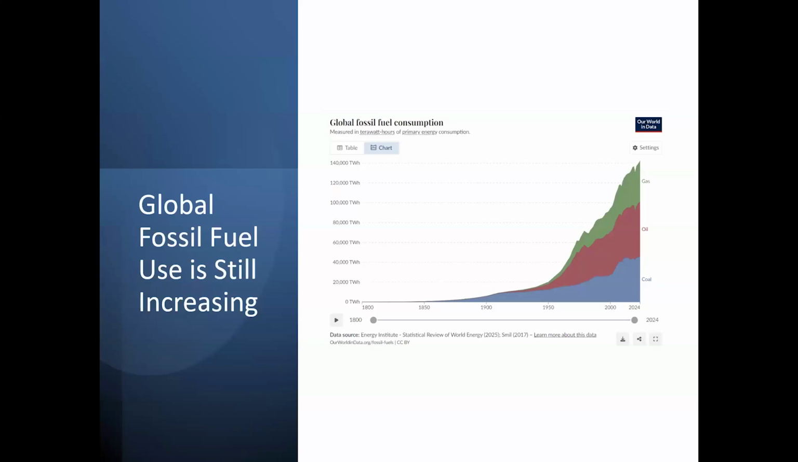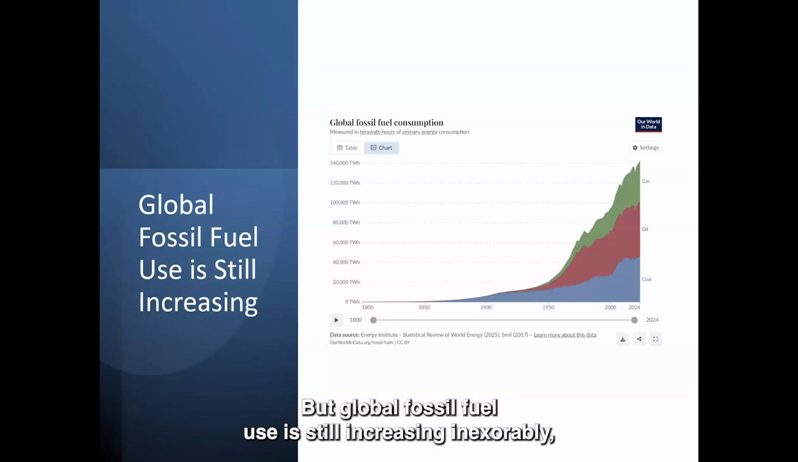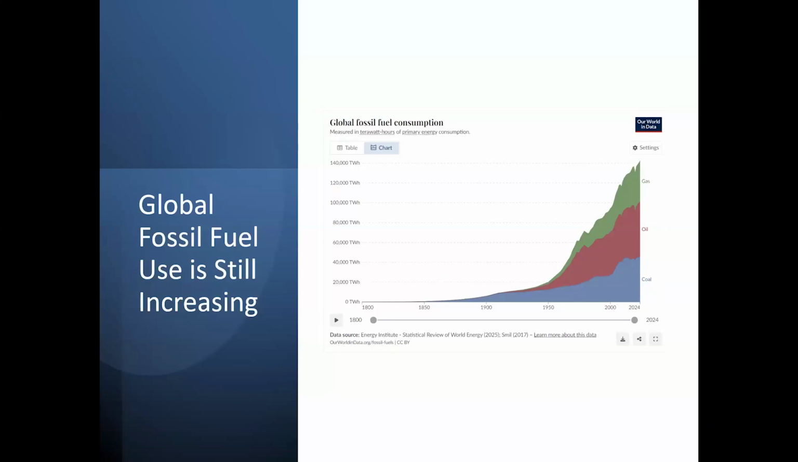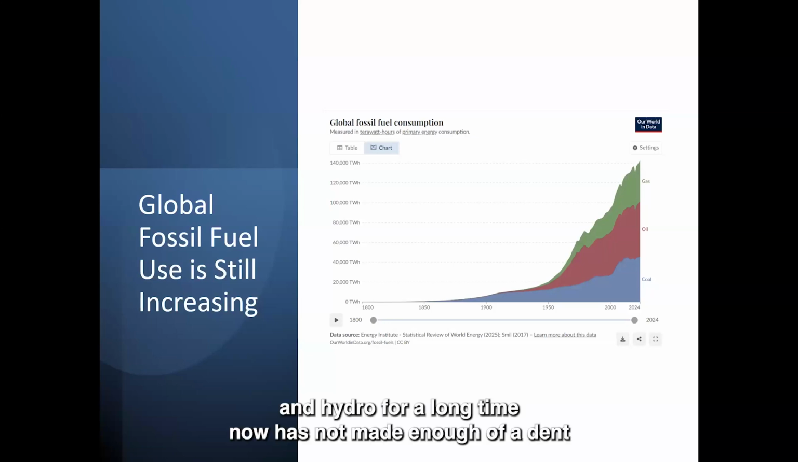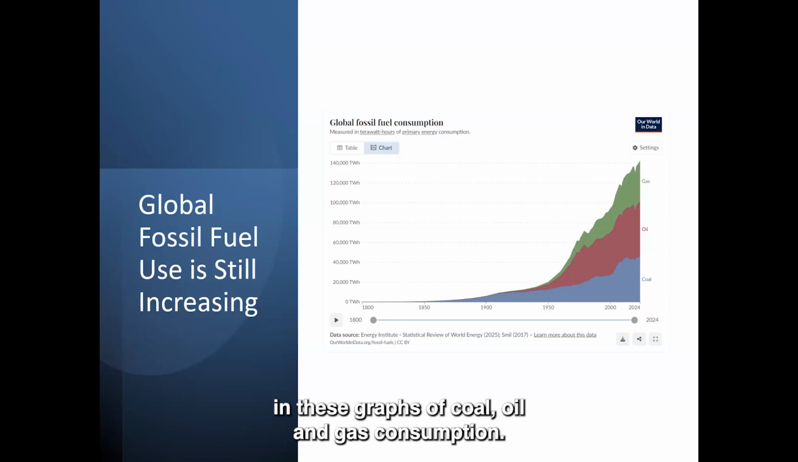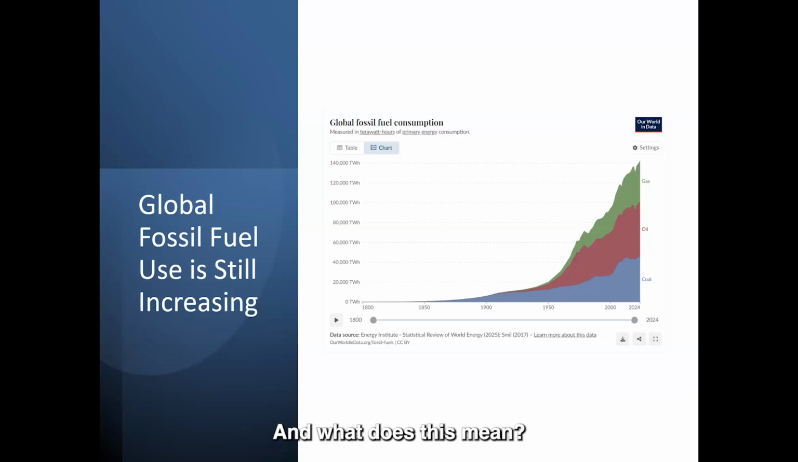Maybe some of you are surprised, maybe some of you aren't, but global fossil fuel use is still increasing inexorably. The fact that we've had wind and solar and hydro for a long time now has not made enough of a dent in these graphs of coal, oil, and gas consumption. And what does this mean?